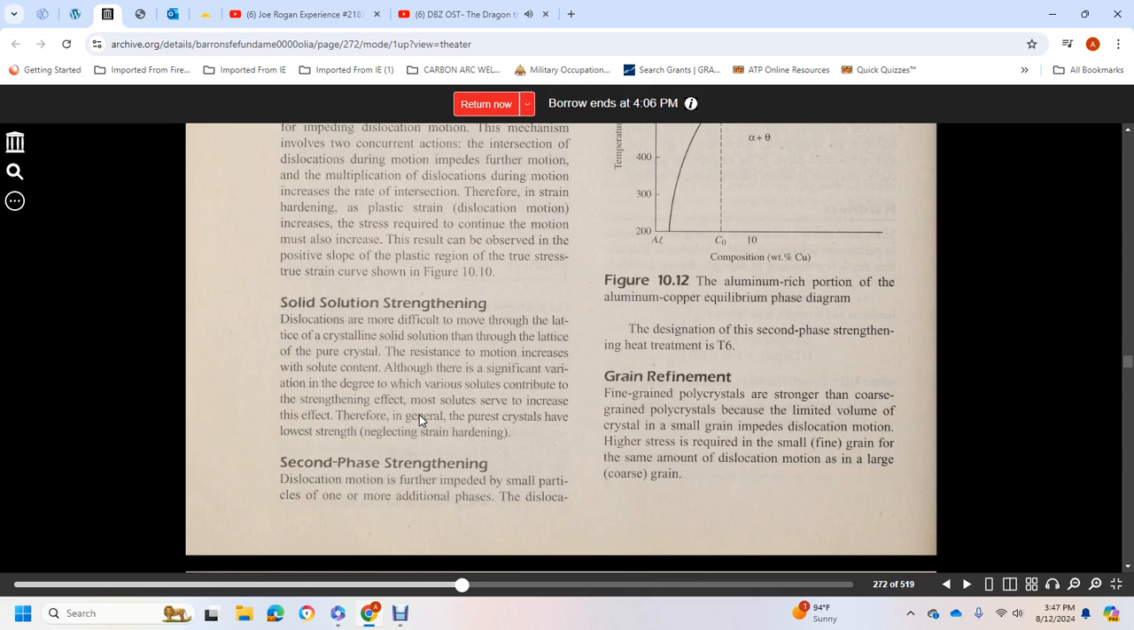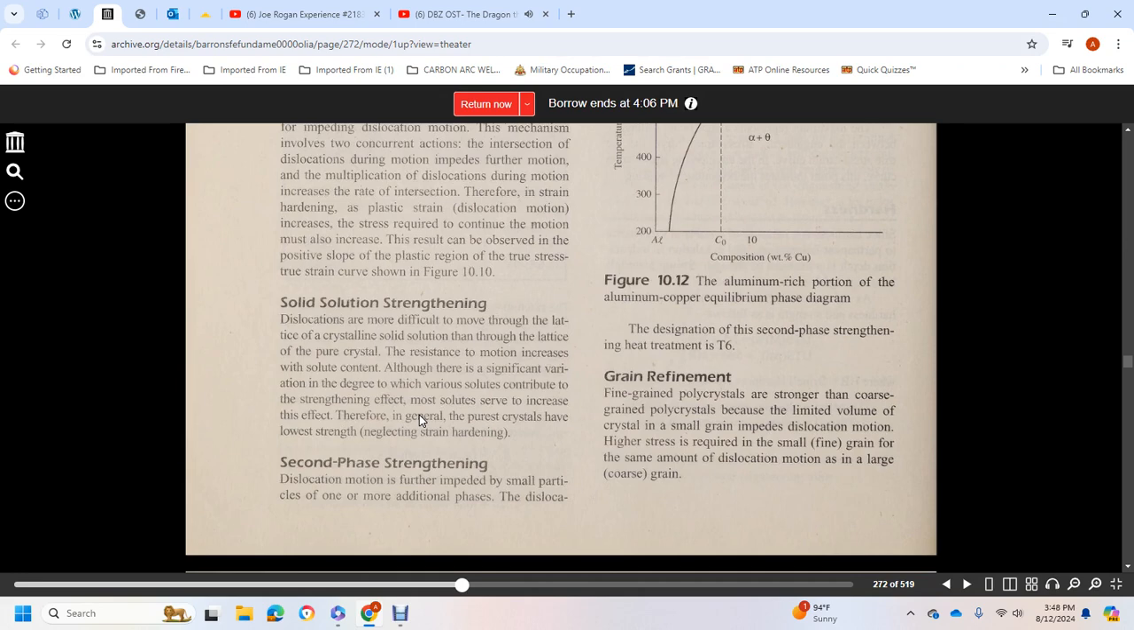Solid solution strengthening. Dislocations are more difficult to move through the lattice of a crystalline solid solution than through the lattice of a pure crystal. The resistance to motion increases with solute content, although there are significant variations in the degree to which various solutes contribute to strength, with most solutes increasing the effect. Therefore, in general, the purest crystals have low strength, neglecting strain hardening.